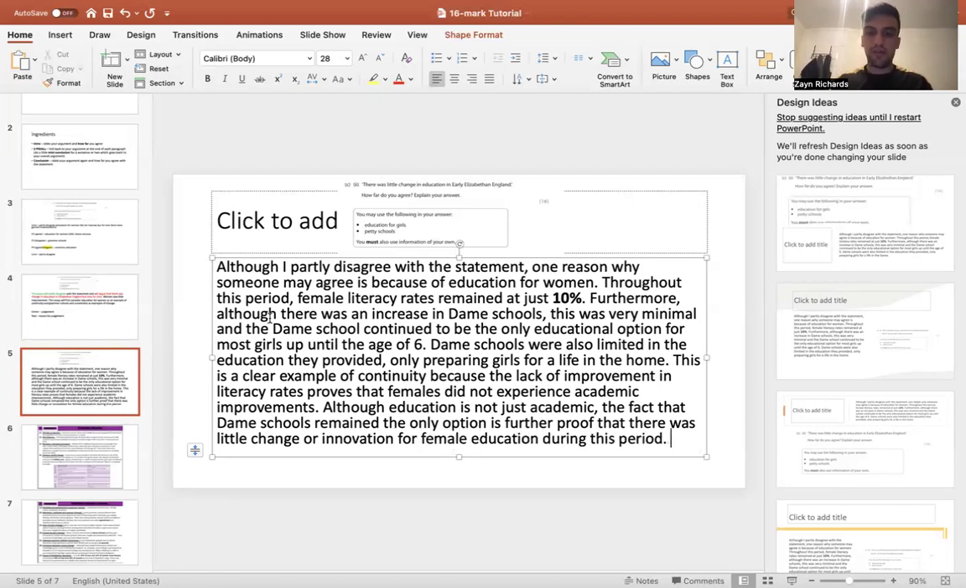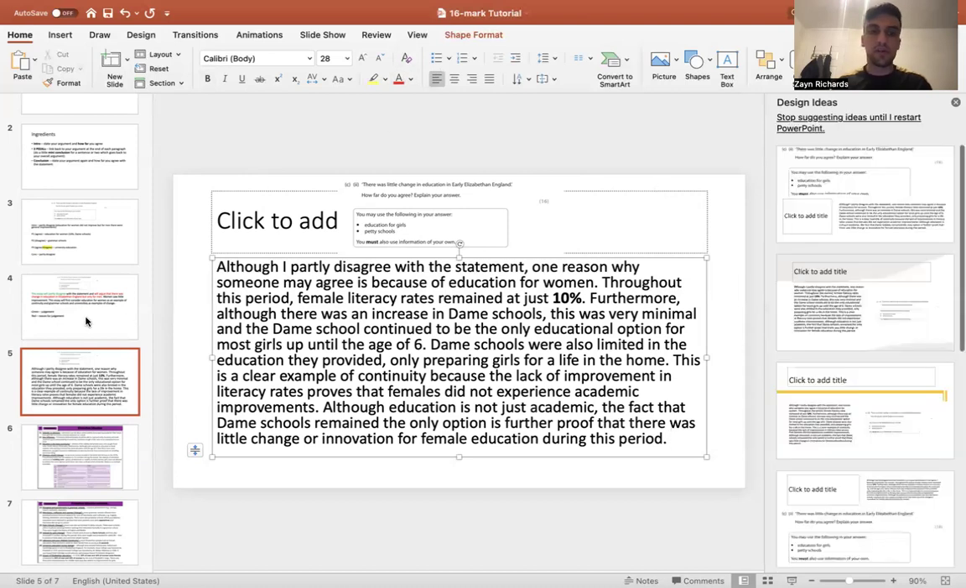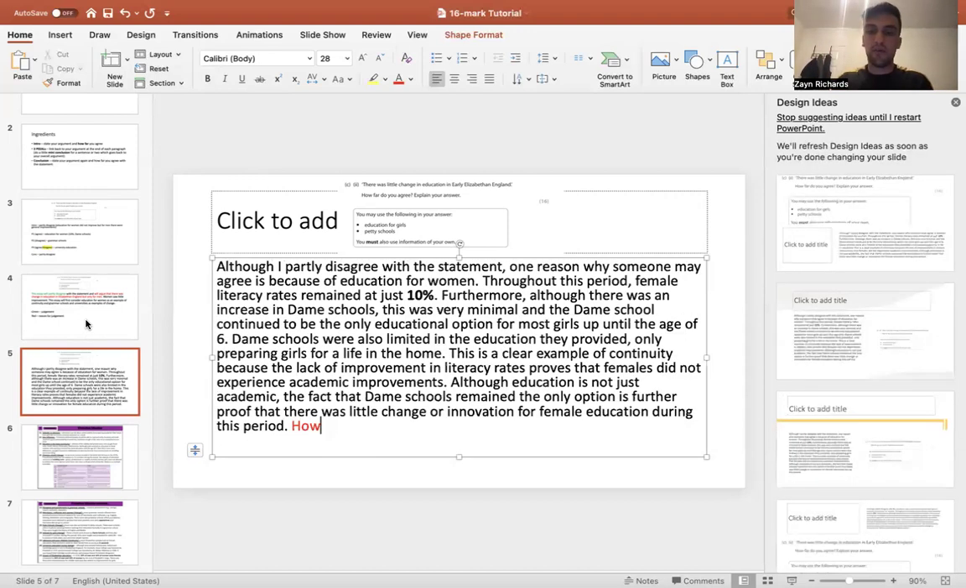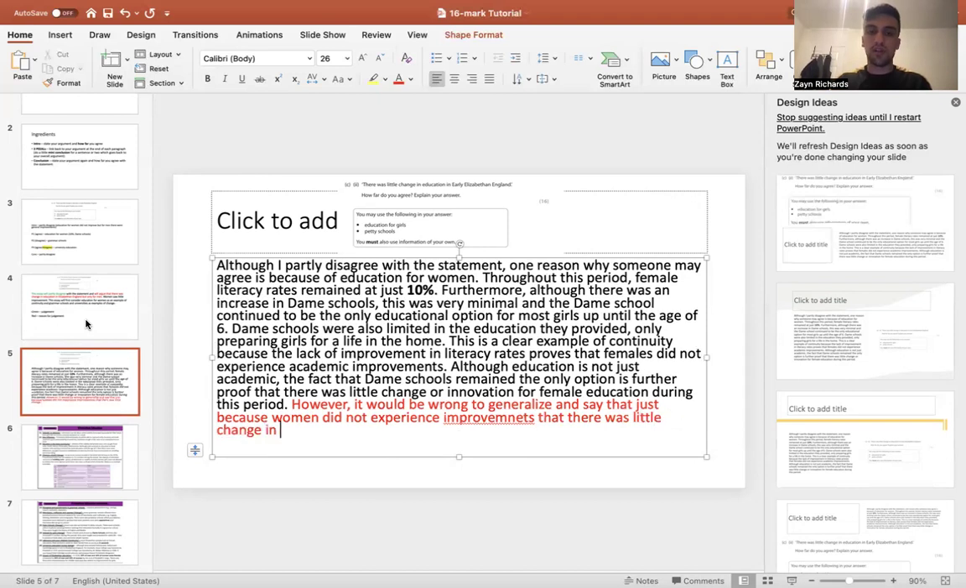Okay, so now I've done my evidence and I've done my explanation. I now need to do my analysis. So this is the bit that's really important. I'll write this bit in red so it's clear to you. All right, and the reason I'm writing in red is because this is linking back to my judgment and the reason for my judgment. However, it would be wrong to generalize and say that just because women did not experience improvements, there was little change in education during the period.